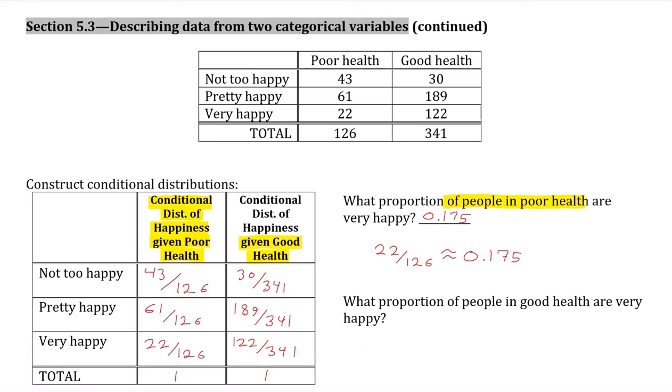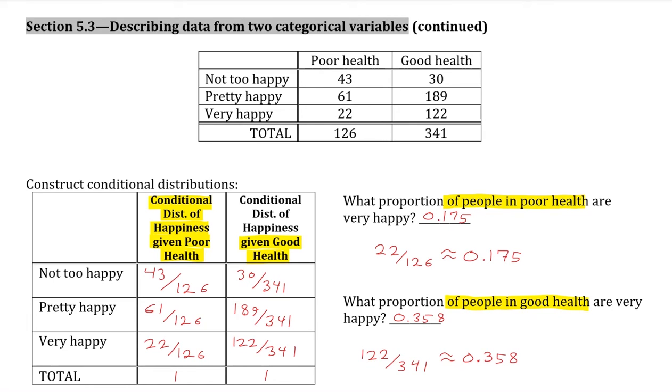Same goes for the second question. What proportion of people in good health are very happy? I am then going to only consider those that are in good health, which is the 341 individuals. How many of them are very happy? Well, that's going to be 122 out of 341, which gives me an answer of 0.358.